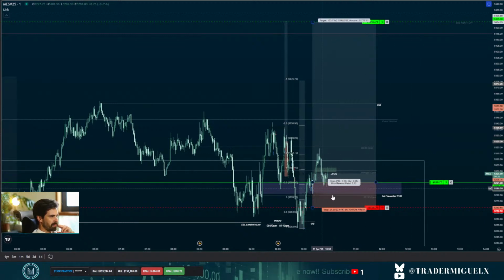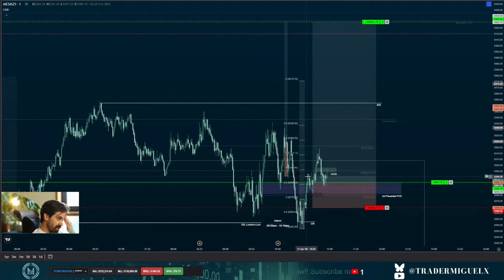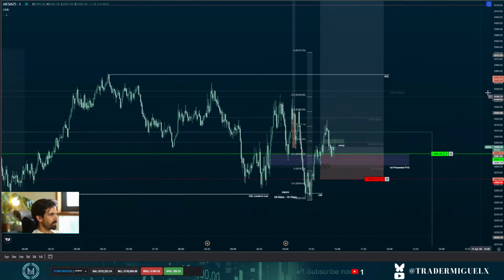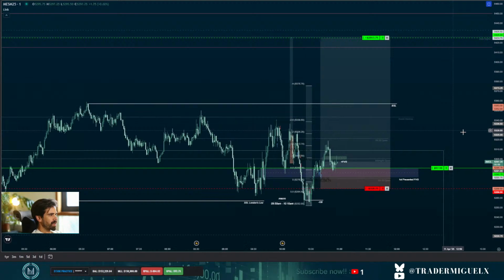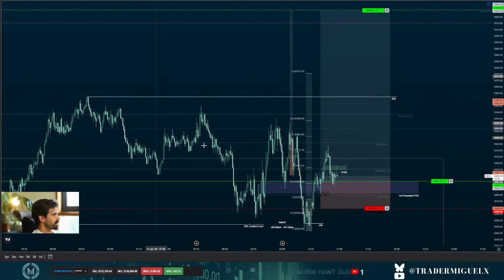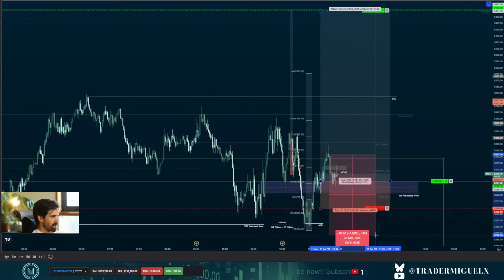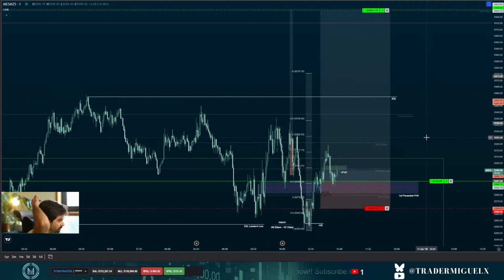Yeah, retracing once again from the first presented fair value gap, but as you can see, price is not working in a way that can give us anything profitable here. Okay, we have some large moves. We have 50 handle moves, which are quite considerable, but the direction is not an easy read, honestly.